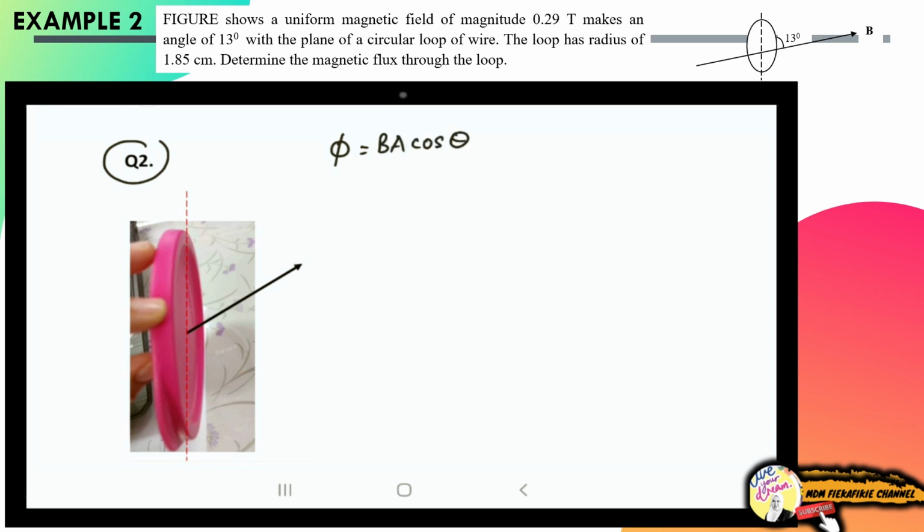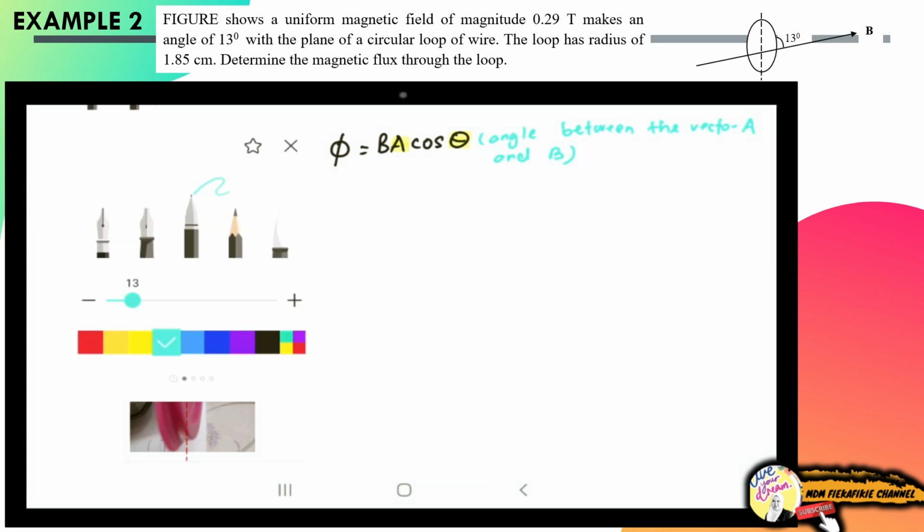From this equation, obviously we need to find the area of the loop and the angle between. Remember this is the angle between the vector A and the magnetic field B. But the question states that the 13 degree angle is the angle between the plane of a circular loop of wire and the magnetic field.